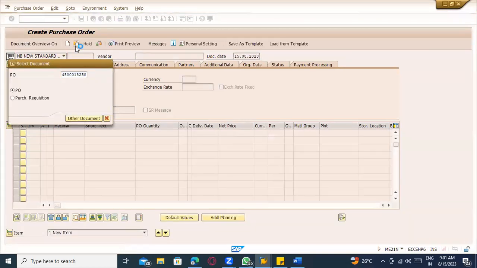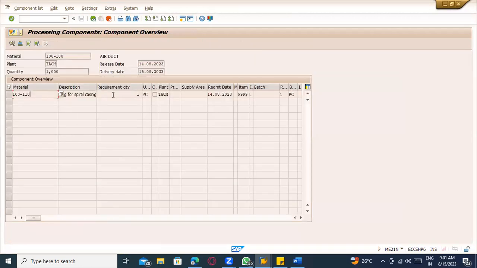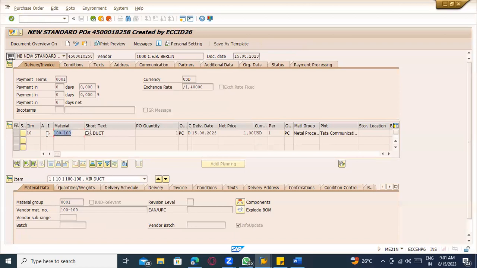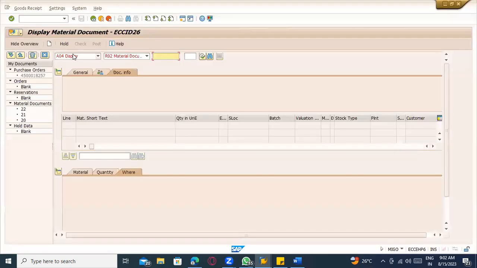Now this is the subcontracting PO which I created. By using this subcontracting PO, the next step is we have to issue the components, because I need the final product, but I need to issue the components to the subcontractor. Then only can he make the product using these components. So I'm sending these components to the subcontractor. Let's go to MIGO, the transaction code, and select transfer posting.